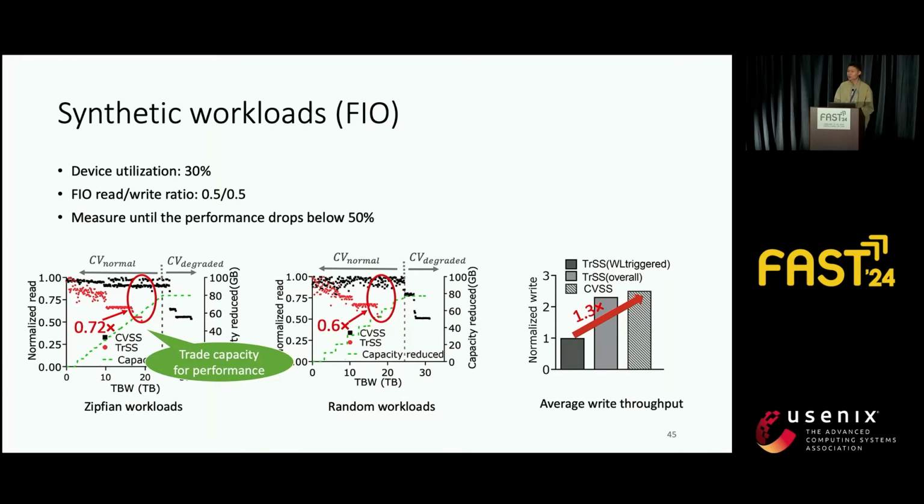The figure on the right shows the measured average write throughput over the experiment. For the traditional storage system, when the wear leveling is triggered, the write throughput drops significantly. On the other hand, the capacity-variant storage system provides a stable and higher write throughput without the wear leveling.